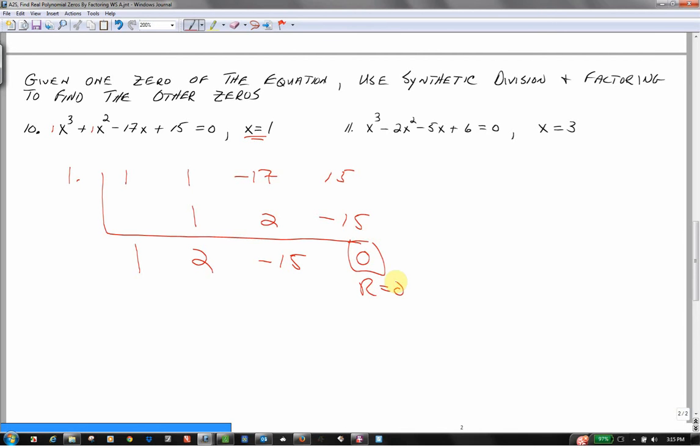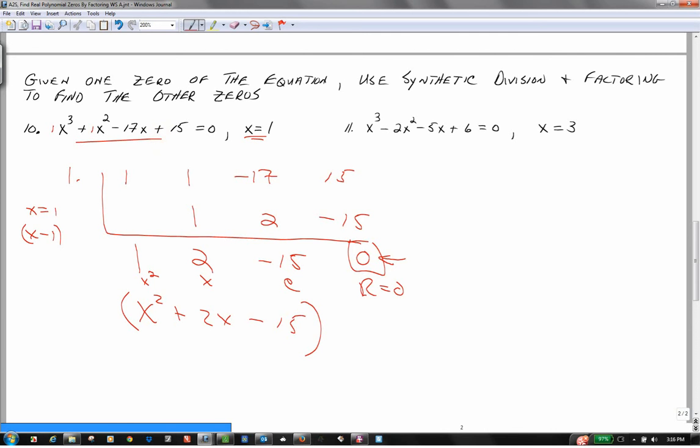That means that this 1 is a zero. And the factor for that zero, of course, if the zero is x equal to 1, is x minus 1. And what it gives me at the end is a perfect factor. Because the remainder is 0, this is the x squared column, this is x, this is the constant, and that's the remainder. That x squared plus 2x minus 15 has to be a perfect factor of what I started with because the remainder is 0.